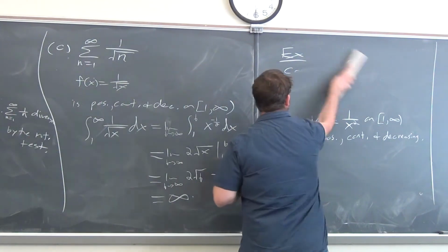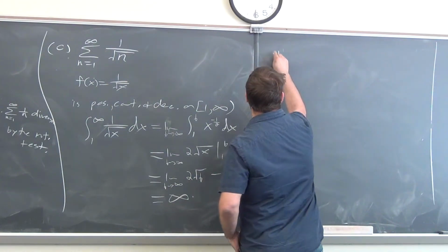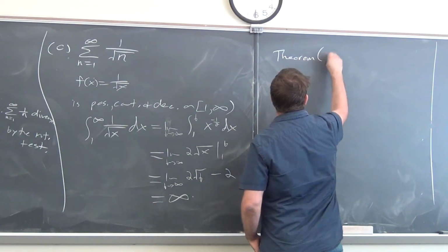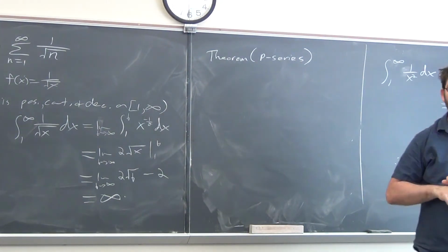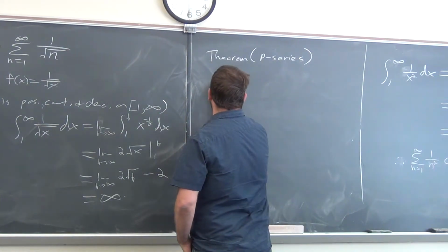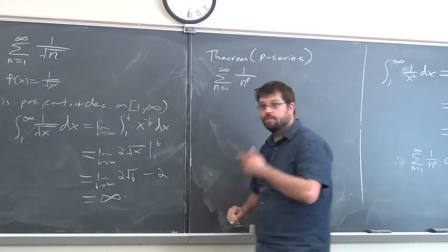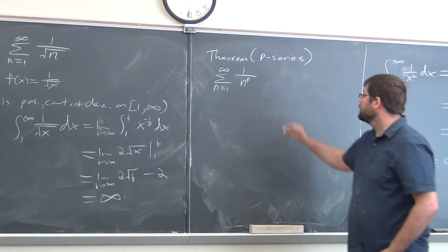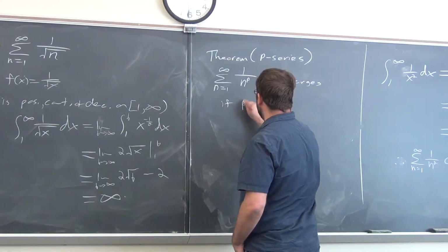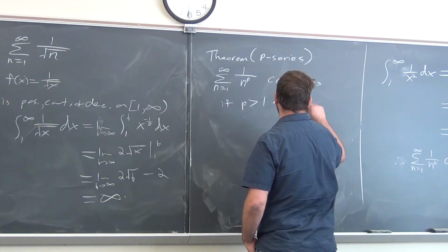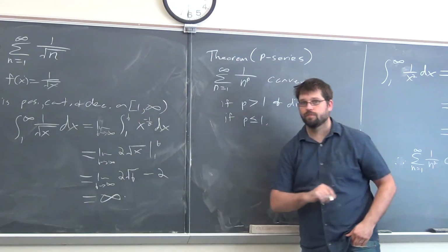You can show it for the general case, but I think I'll just state the theorem, and hopefully these examples illustrate what's going on. I'll just put it here. We call these p-series, okay? And so the series 1 over n to the p converges if p is greater than 1 and diverges if p is less than or equal to 1.